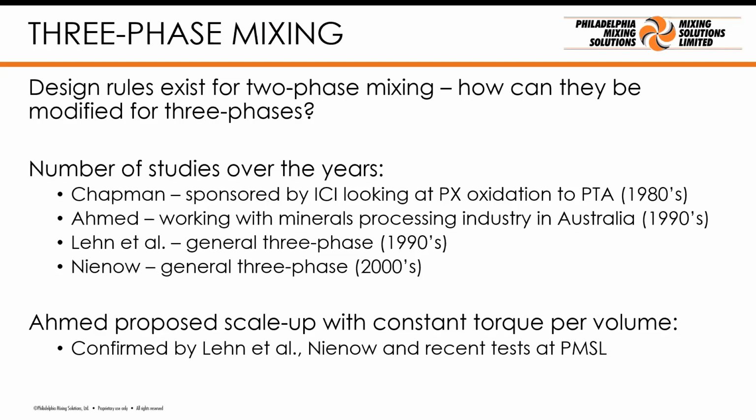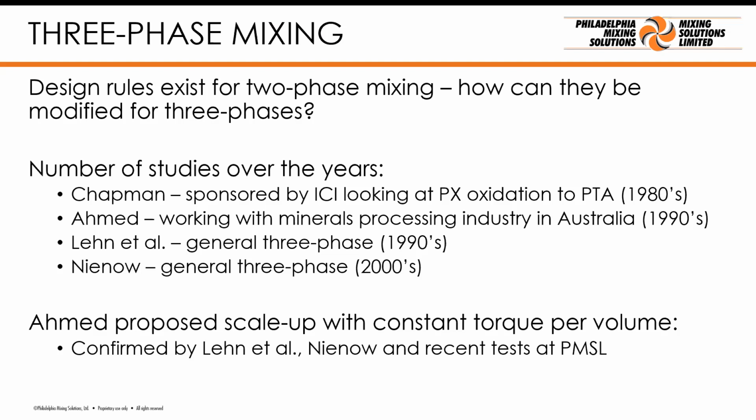So Ahmed proposed that you scale up at constant torque per unit volume. So what does this mean? You find the torque per unit volume that you need to suspend the solids. Then as you turn the gas on, if the power drops and the torque drops as a result, you have to increase the speed to maintain constant torque. And so this is the rule.